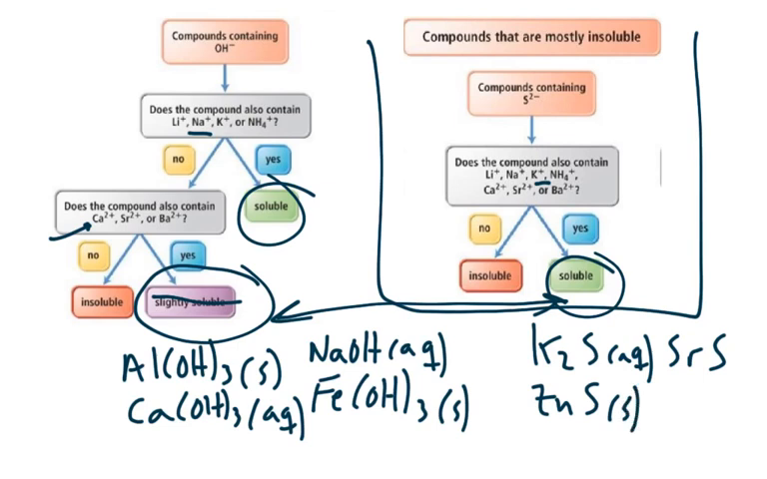Let's look at the third example, strontium sulfide. Strontium, if you look, well, it's not an alkali metal, it's not ammonium, but it is one of the three that the rule says is soluble. Strontium is right over here. And because it's soluble, you will put AQ. So these are some examples using these two rules that I just showed you.